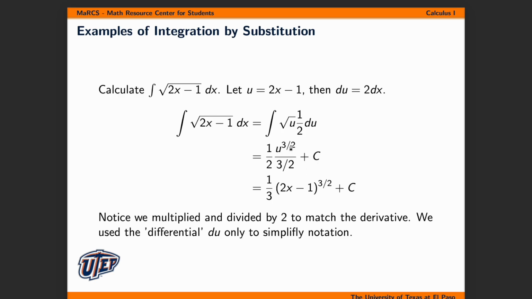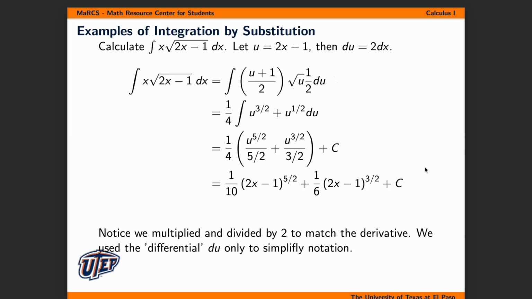So this term turns into 2 times u to the 3/2 divided by 3. So the 2's will cancel out, and we are left with 1 divided by 3, and then times u to the 3/2 plus c. And we said u was equal to 2x minus 1. So we can just back substitute the 2x minus 1. It will be 1/3 times 2x minus 1 to the power of 3/2 plus c.